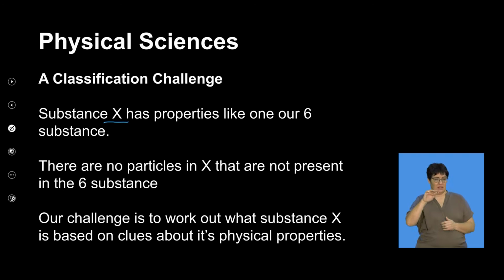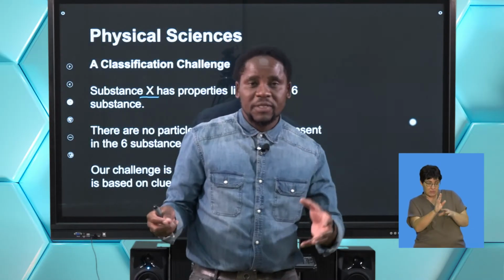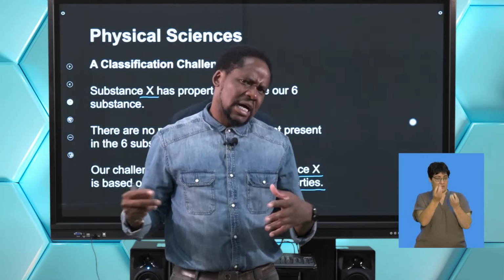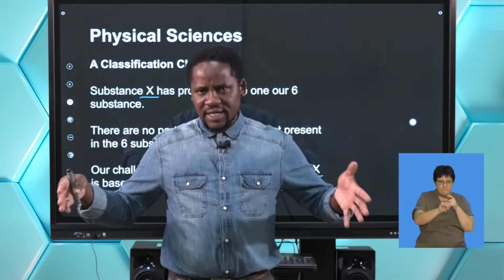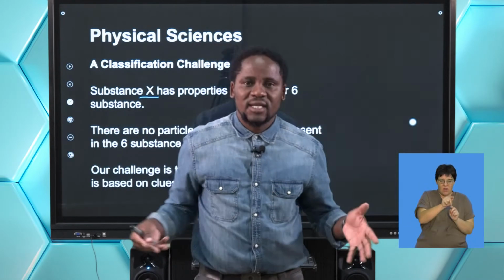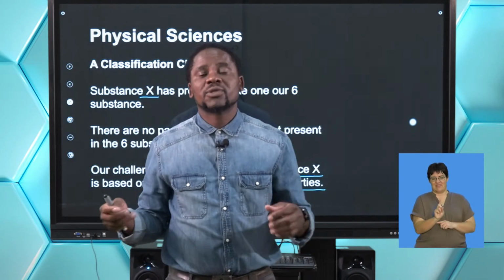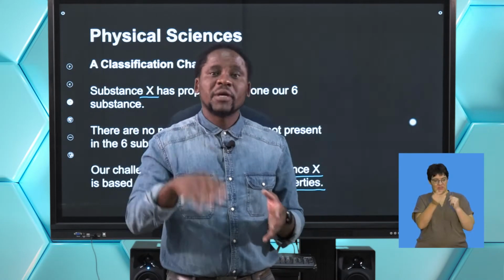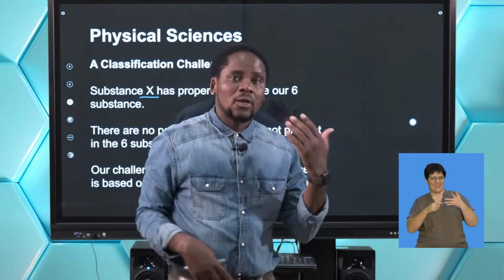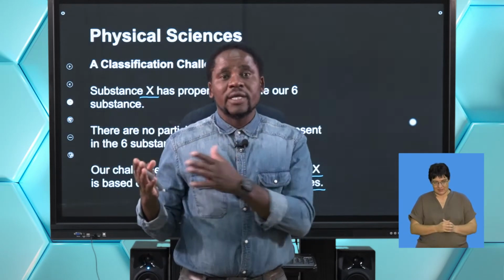So our challenge, that's the main thing, is to work out what substance X is. At the end of this session, we must be able to identify substance X. This will be based on the clues about its physical properties. So pay careful attention to the physical properties that will be given and try along the way to eliminate among the 6 substances that are given, so that at the end of the day we are able to say, yes, indeed X is this, based on the physical properties that we shall look at one at a time.